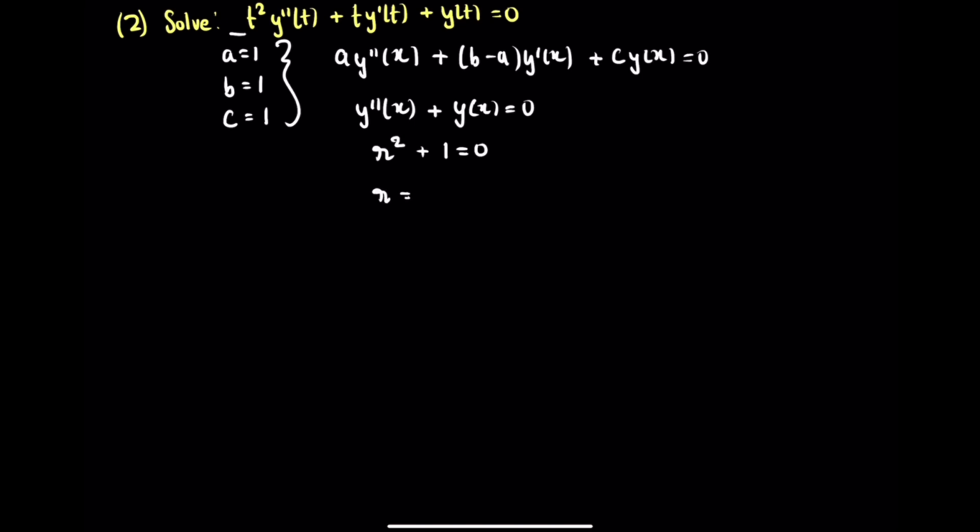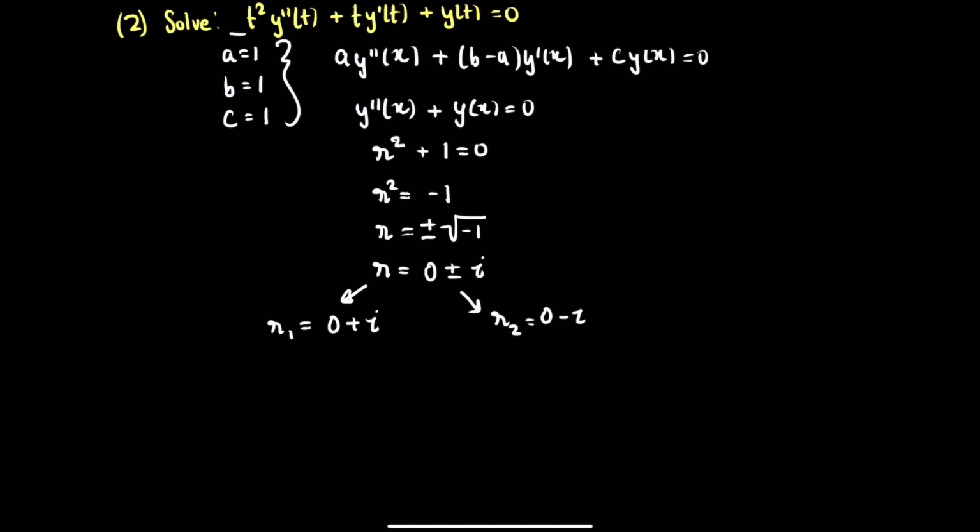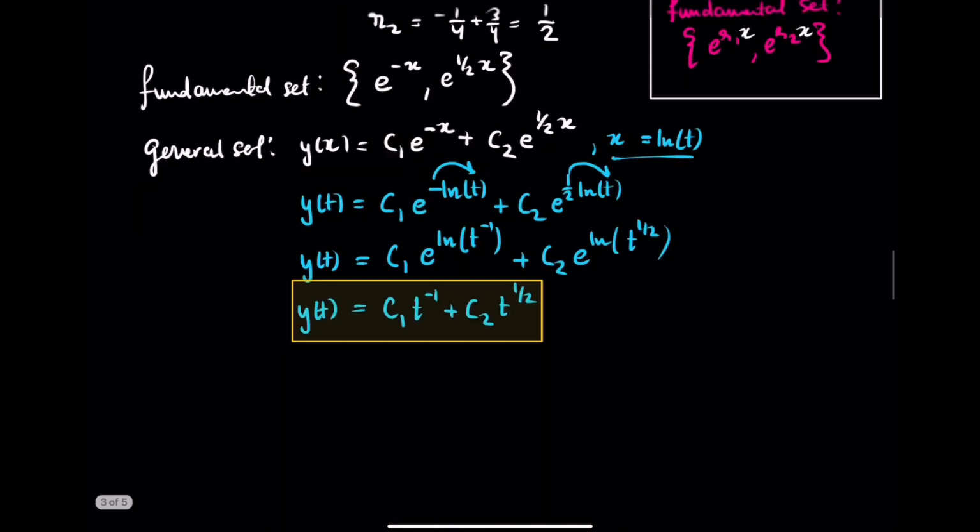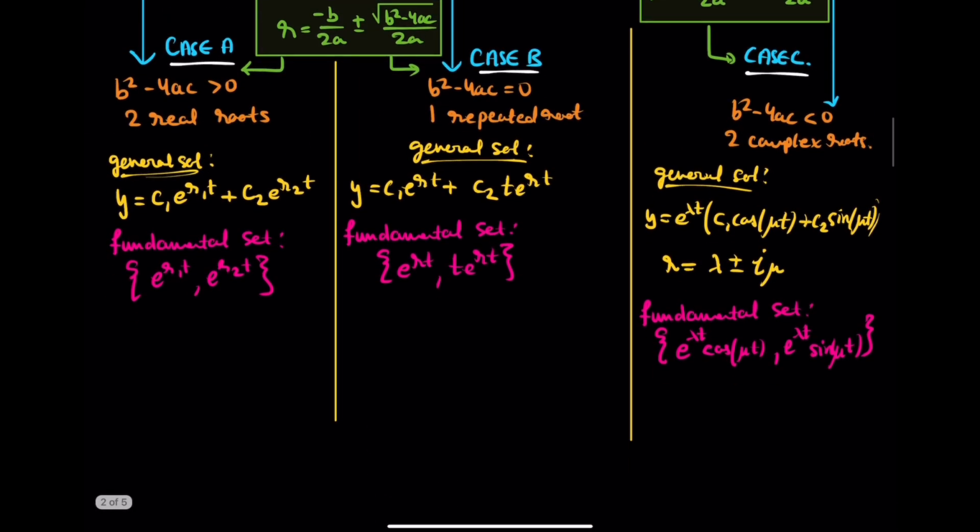So r squared equals minus 1, r equals plus minus i. So therefore r equals 0 plus minus i. And so as you can see, this is case C, right? Because you can have R1 as 0 plus i, and you can have R2 as 0 minus i. So there you go. Those are your two complex roots. And this is case C.